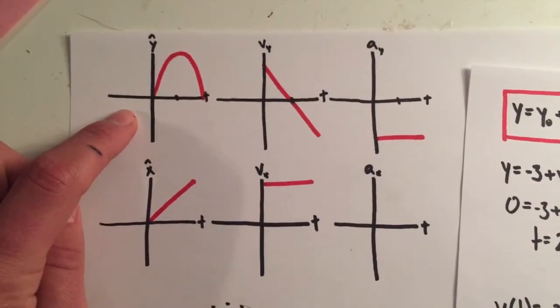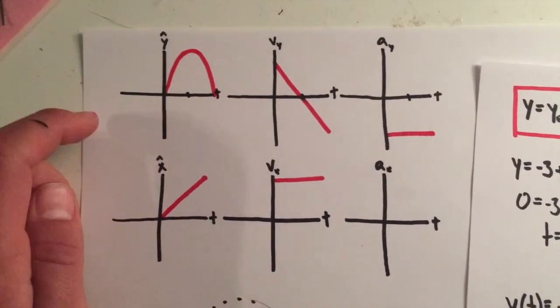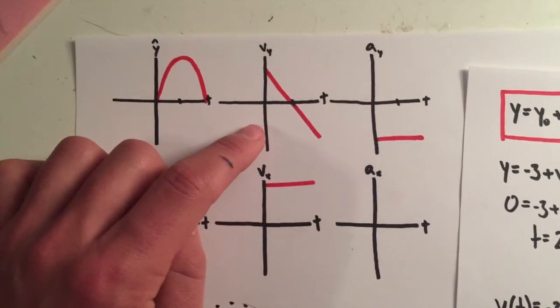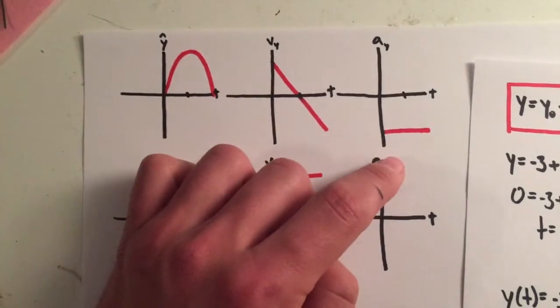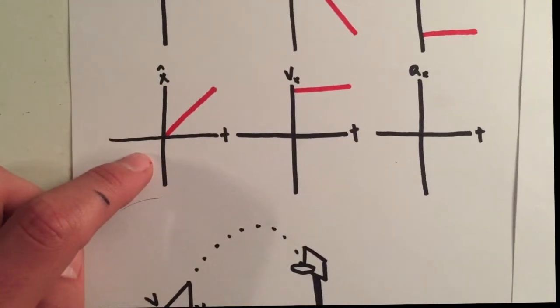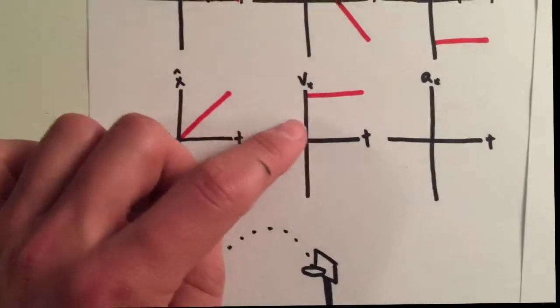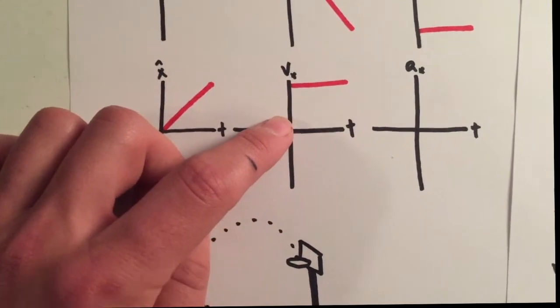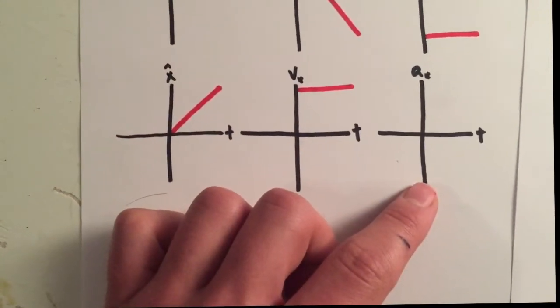The y position function was concave down, which means that the velocity function would have a negative slope and that the acceleration would have a negative value for all times t. Since the x position function is increasing at a constant rate, we knew the velocity would be a constant number for all times t and that there would be no acceleration in the x direction.